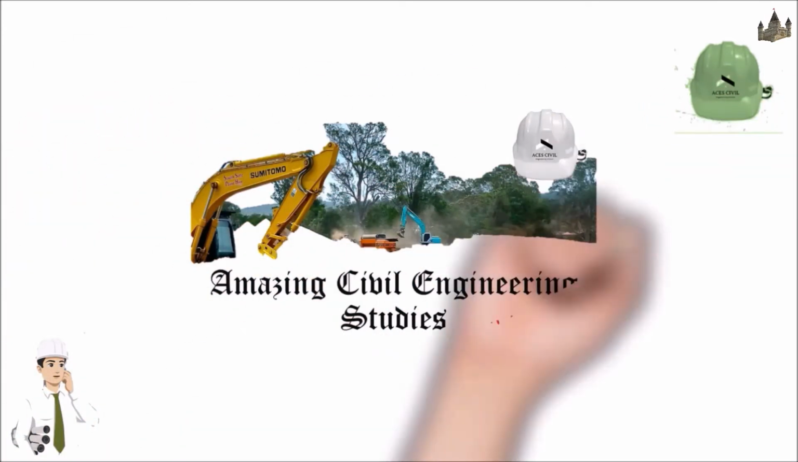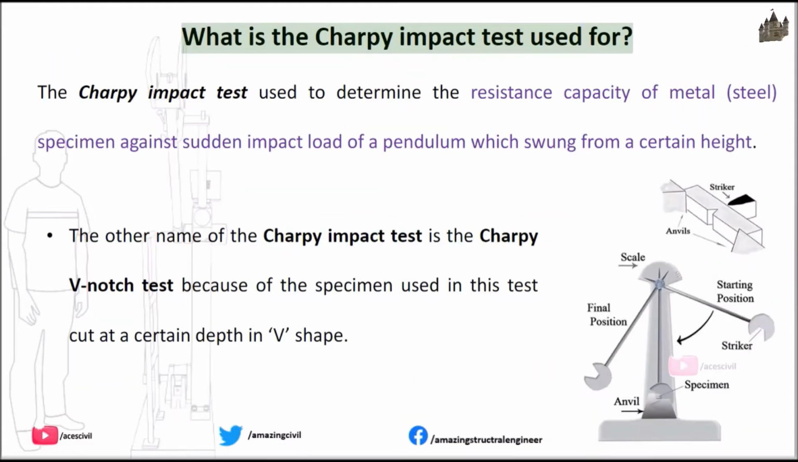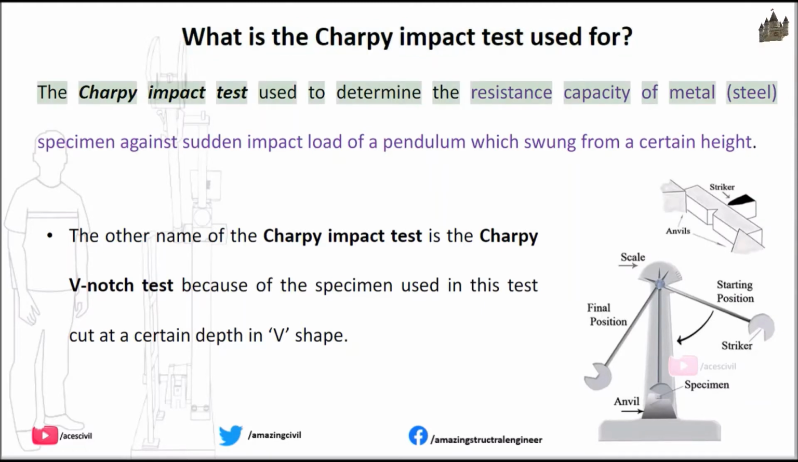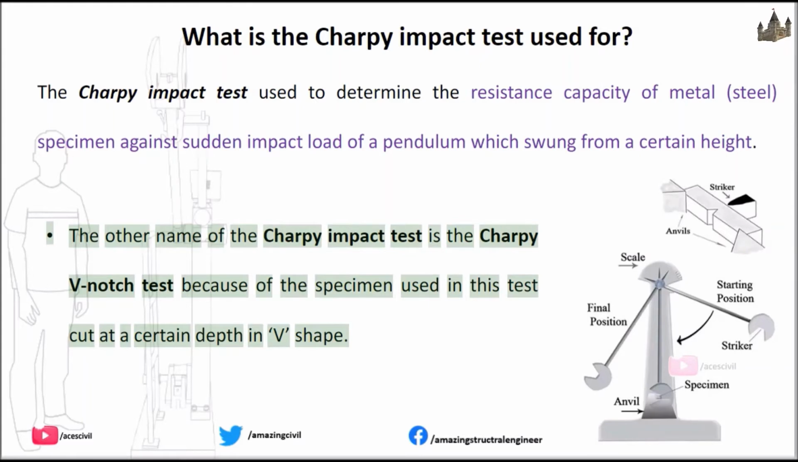In today's video we are going to discuss the Charpy Impact Test. What is the Charpy Impact Test used for? The Charpy Impact Test is used to determine the resistance capacity of a metal, steel, specimen against sudden impact load of a pendulum which swung from a certain height. The other name of the Charpy Impact Test is the Charpy V-notch test because the specimen used in this test is cut at a certain depth in a V shape.